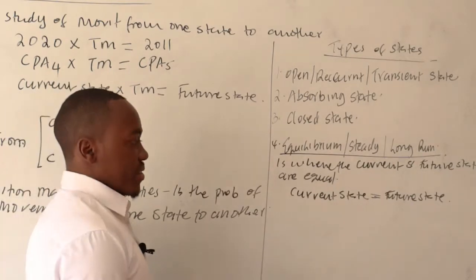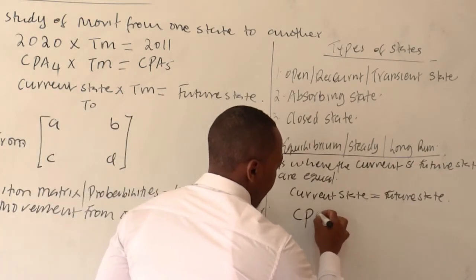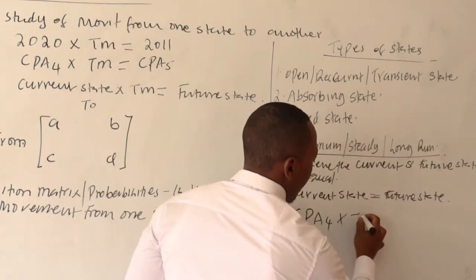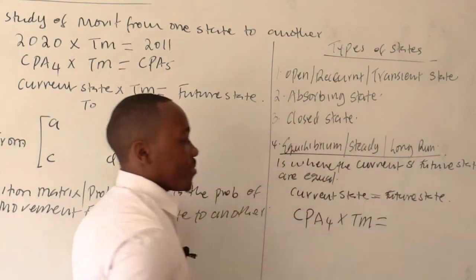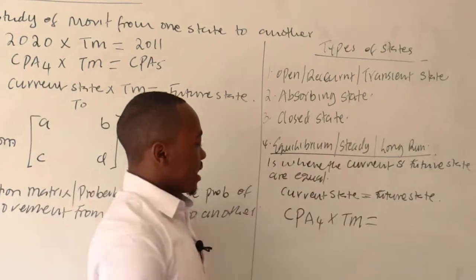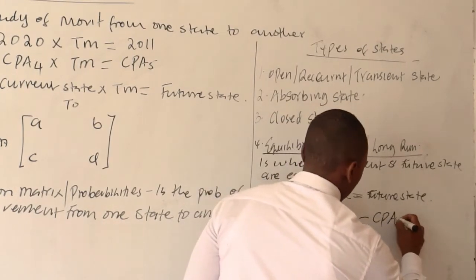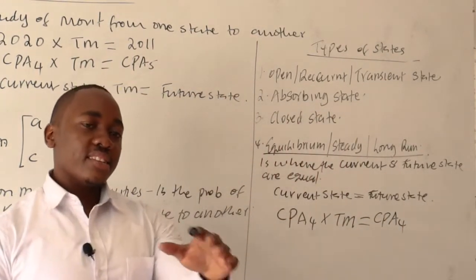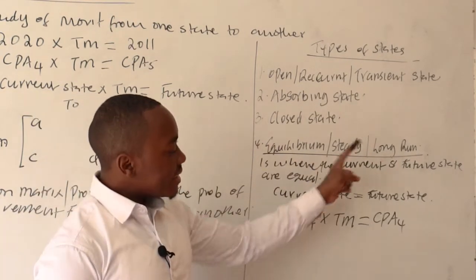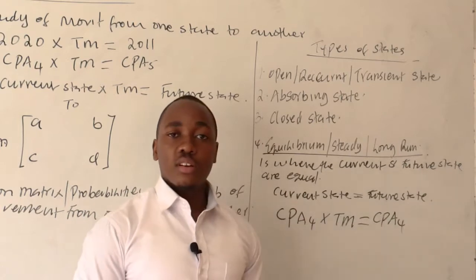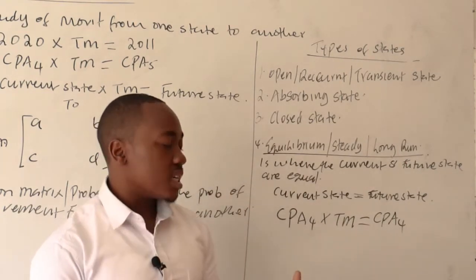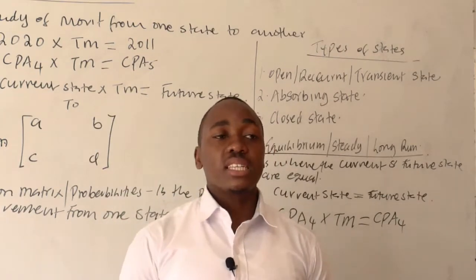Or we can say that, let me give an illustration. A CPA section 4 student times the transition matrix, you go to another state which is the same as the current state. Even next semester, it will be in CPA section 4. So that means you get a steady or an equilibrium state, where the current state and the future state are the same.